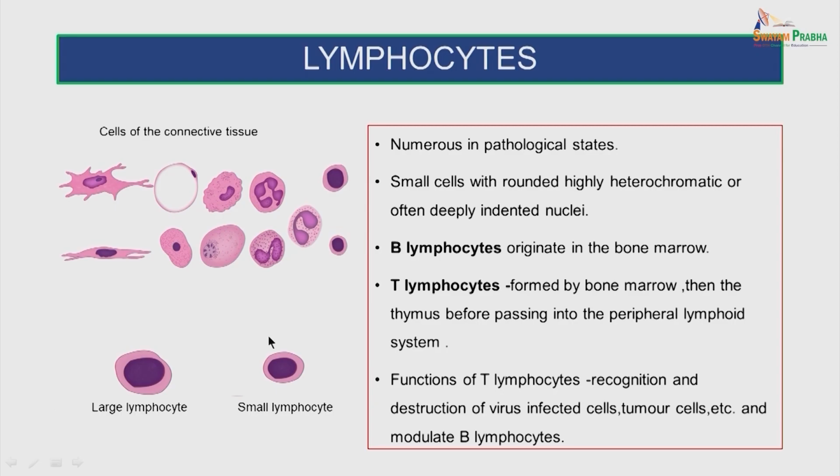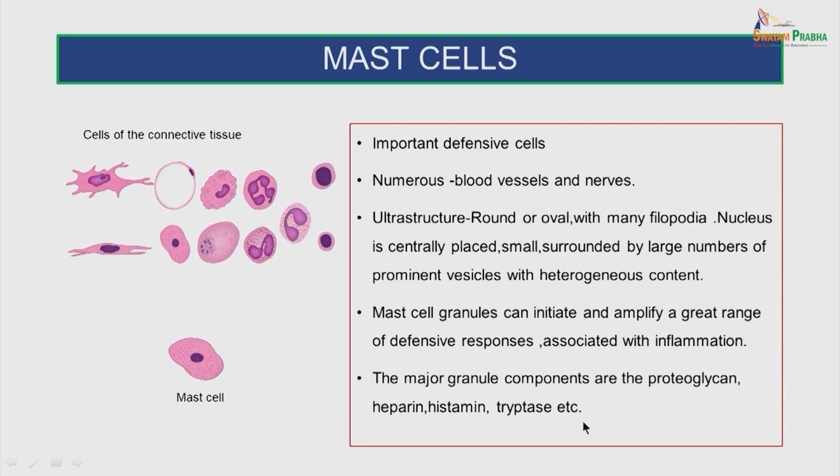Coming to lymphocytes, they are numerous in pathological states. They are small cells with rounded, highly heterochromatic or often deeply indented nuclei. The B lymphocytes originate in the bone marrow. The T lymphocytes are also formed in the bone marrow, then the thymus, before passing into the peripheral lymphoid system. The functions of the T lymphocytes include recognition and destruction of virus-infected cells, tumor cells, etc., and they modulate the B lymphocytes.